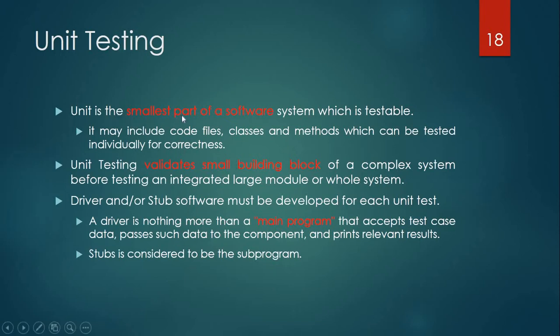Unit testing. A unit is the smallest testable part of the software system. If we have a large system, that large system will have different modules, and different modules will have different smallest parts. That smallest testable part will be known as a unit. It may include code files, classes and methods which can be tested individually for correctness. Unit testing validates a small building block of a complex system before testing an integrated large module or the whole system.